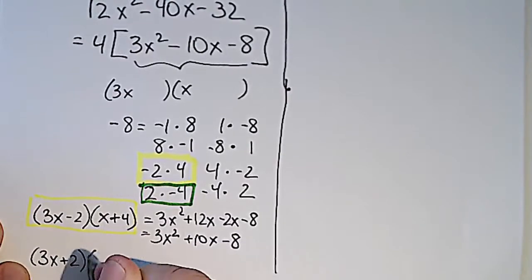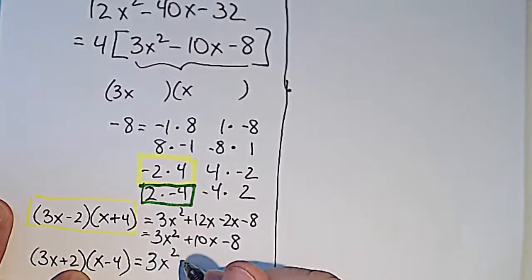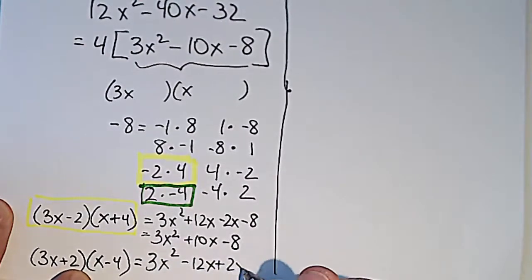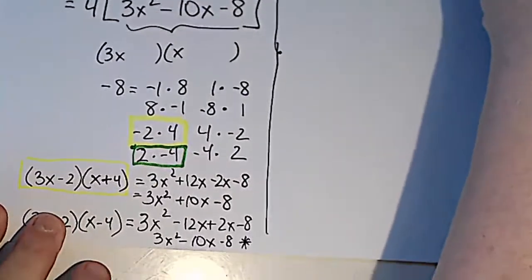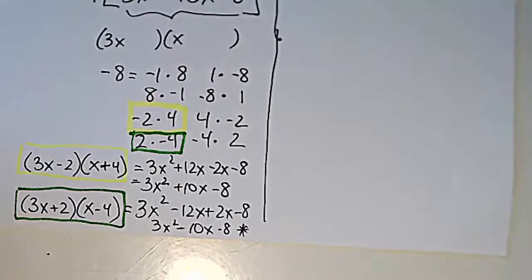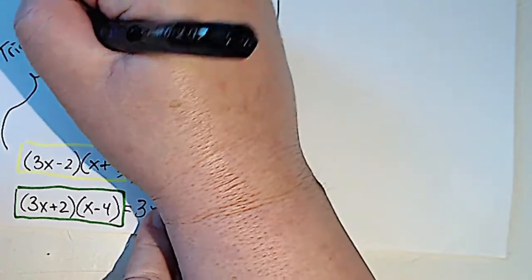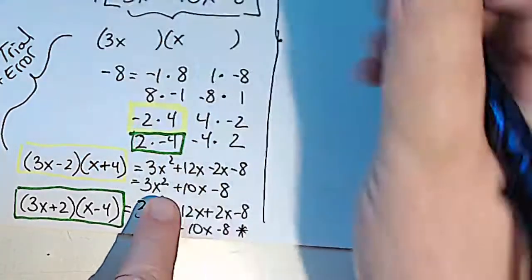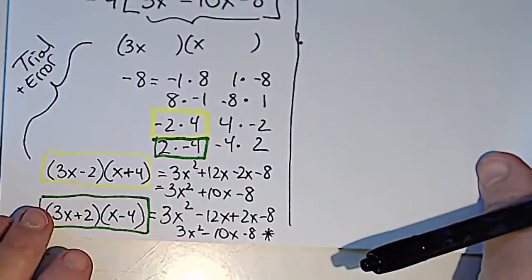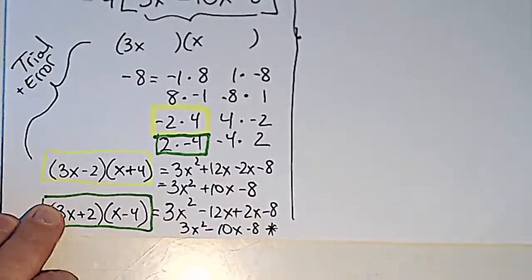3x plus 2 times x minus 4. I get 3x squared minus 12x plus 2x minus 8. That's 3x squared minus 10x minus 8. Yay! This is the correct one. You can't see it, but let me write it right there. Okay, that's trial and error. This side is trial and error. Again, the way trial and error works is you're just writing out all the possibilities and going through trying to find one that works.